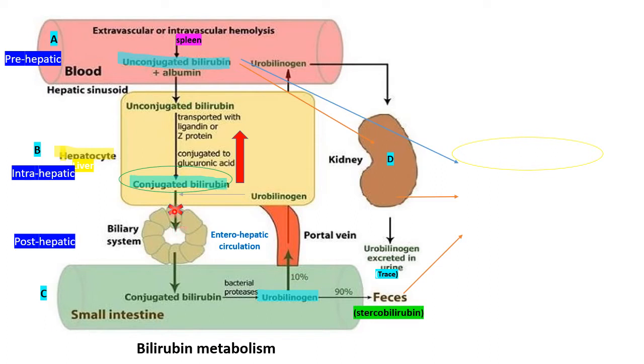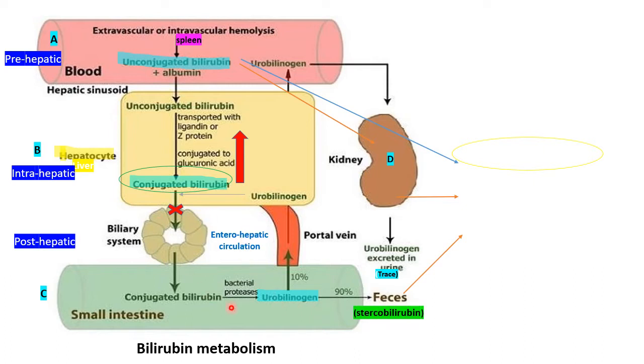Now let's see what happens when the bile ducts are obstructed. The drainage or the flow of bilirubin into the intestine is blocked. As a result, there is a lack of conjugated bilirubin in the intestine. Thereby, stercobilinogen is not produced.